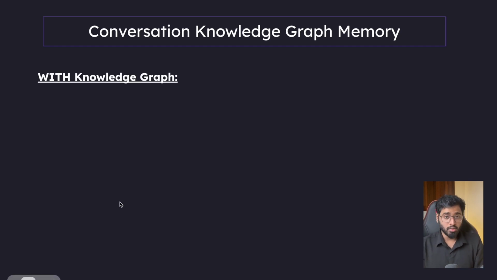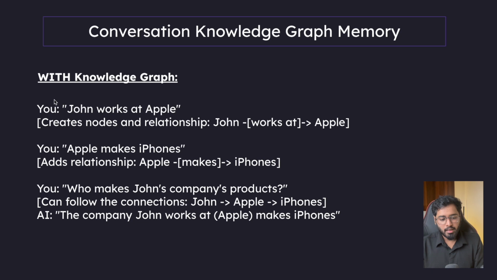So let's look at it with a knowledge graph. You are saying John works at Apple. What the LLM does is create nodes and relationships. So it says John works at Apple, right? And then I'm saying Apple makes iPhones. It adds a relationship: Apple makes iPhones. And then if I were to ask a question, let's say who makes John's company's products, it can follow the connections: John, Apple, iPhones. So the AI can easily answer that the company John works at, Apple, makes iPhones.